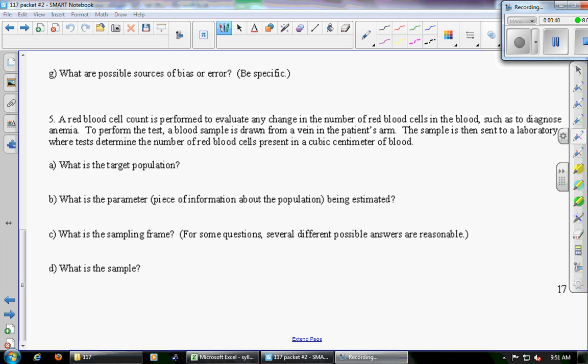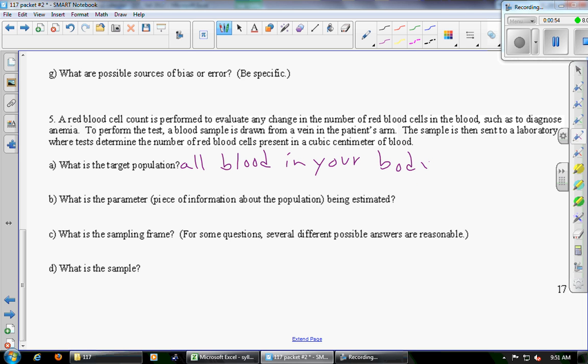What are we trying to get information about in this problem? It's the blood and the red blood cells in your body. So all blood in your body. It doesn't have to be exactly those words. I would say that's the target population. You're trying to get information about all blood in your body by taking a small sample of blood.